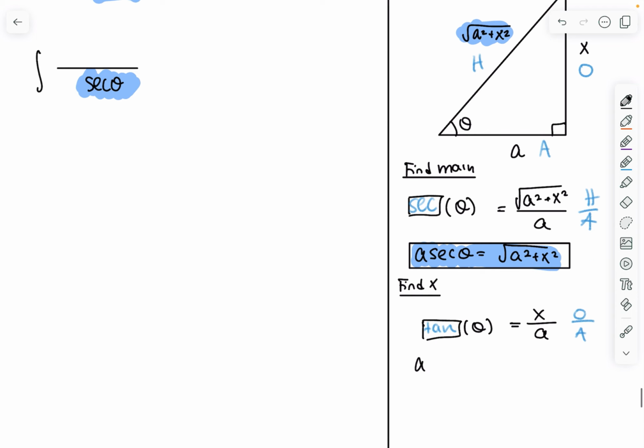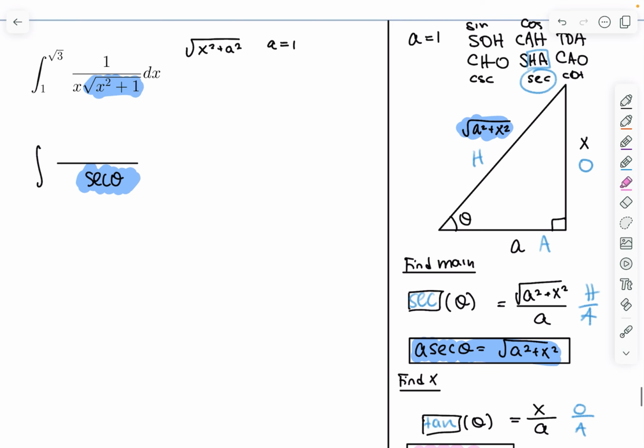So that's going to be tangent of theta is equal to x, and a is 1, so really x is equal to simply just tangent of theta. And that's another substitution that we have. So I'm going to go ahead and take this x and replace it with tangent of theta. 1 is still just 1, but we still have to replace dx.